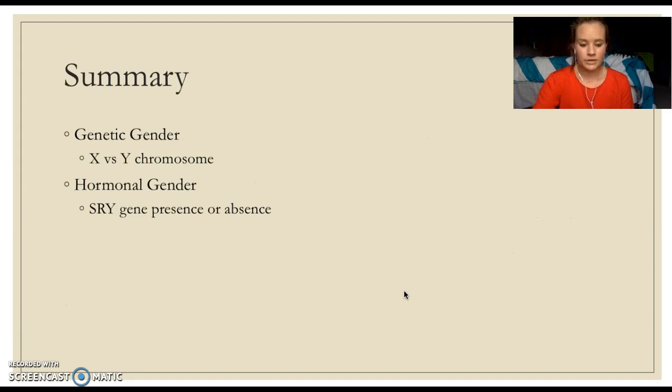So in summary, the genetic determination of gender results from the presence of a Y chromosome or just two X chromosomes. In contrast, the hormonal gender determination results from the presence or absence of the SRY gene, and the domino effects that result from either its presence or its absence.